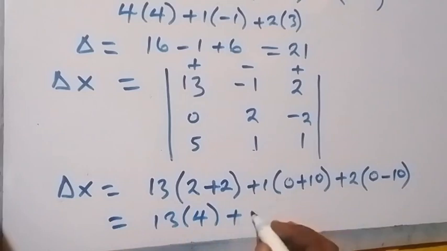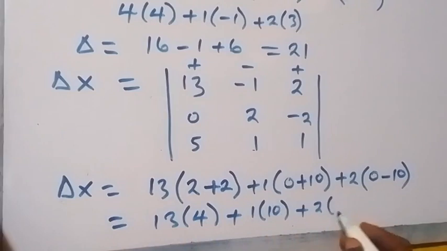Then plus 1 times 10. Then plus 2 times minus 10. And here, 13 times 4 will give us 52. Then we have 52 plus 10, then minus 20 from here.